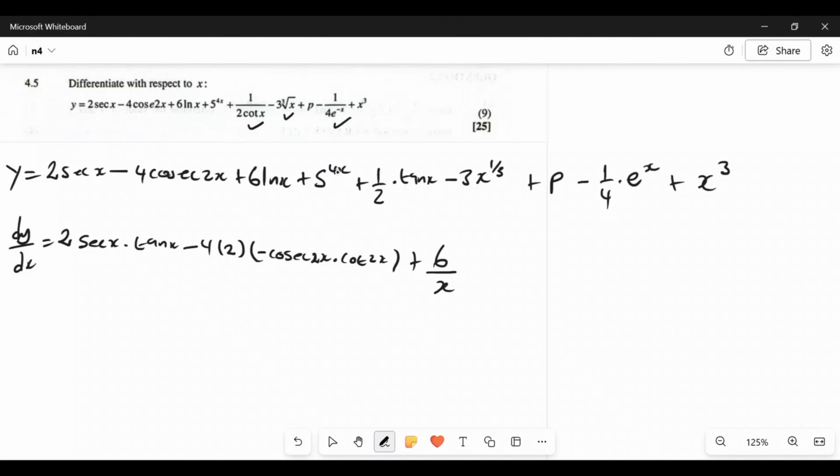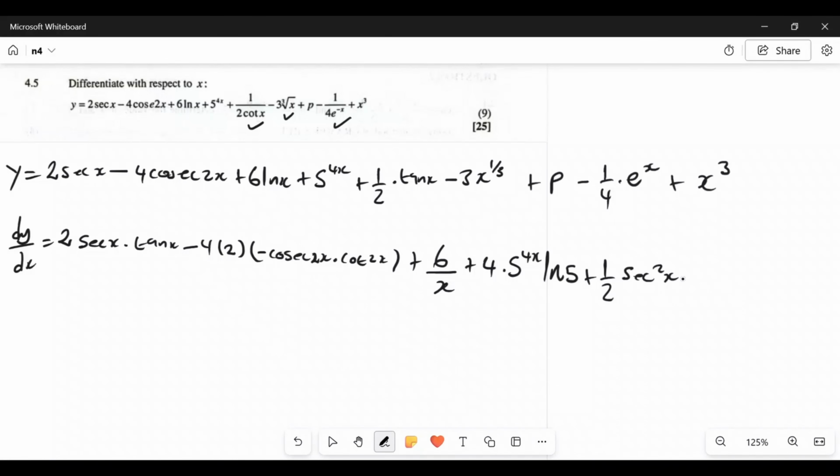We have 5 to the power of 4x. Now this one is exponential. So with exponential, we have to multiply by the coefficient of x there, which is 4, multiplied by the base, which is 5 to the power of 4x. Then we introduce ln base 5. Plus, the coefficient here, we have half, so 1 over 2, that's the coefficient. And then we have to derive tan. The derivative of tan is sec squared x. There we go.